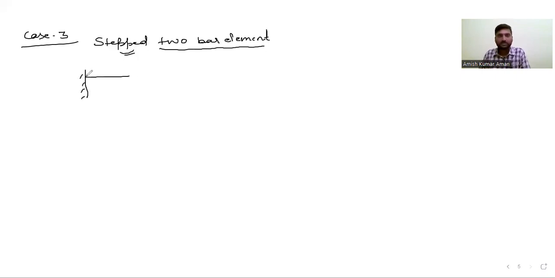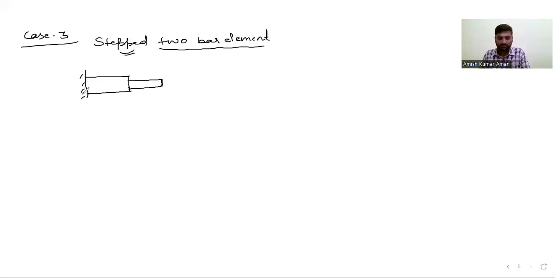So in this case I am going to take a stepped 2-bar element. We have a combination of 2-bar elements, but with a step. A step means there will be a sudden change in area. So let's take that condition. This is bar number 1, and this is bar number 2.